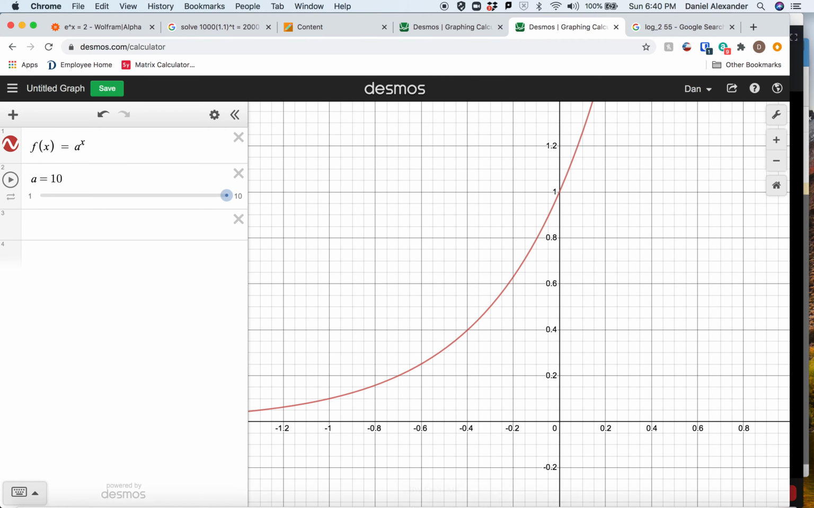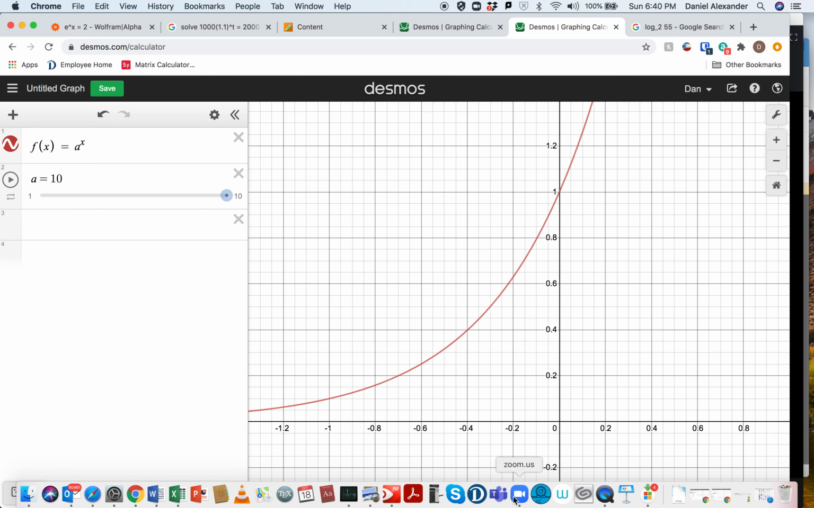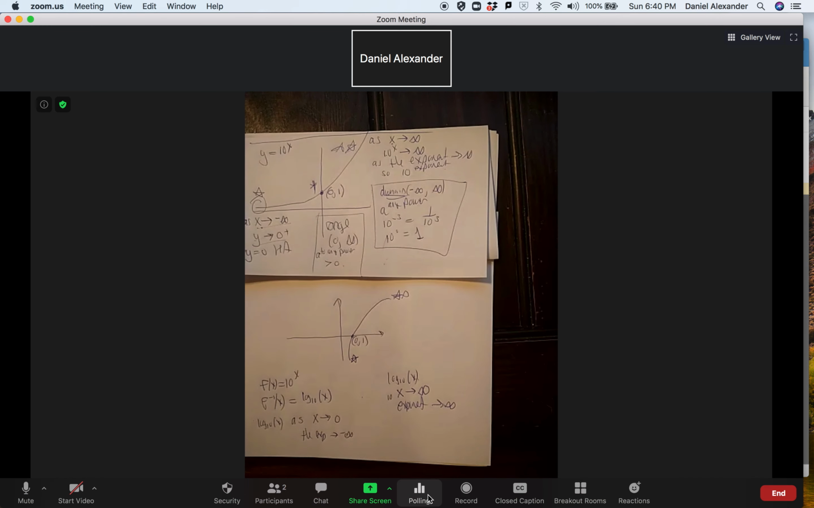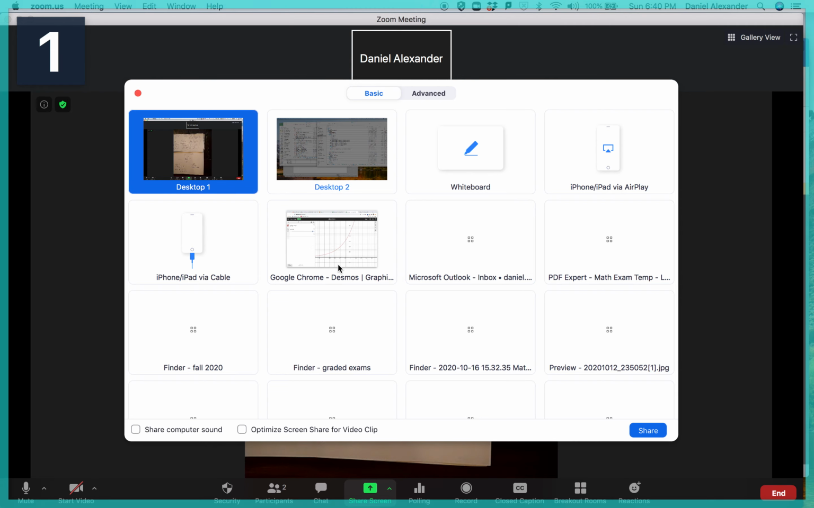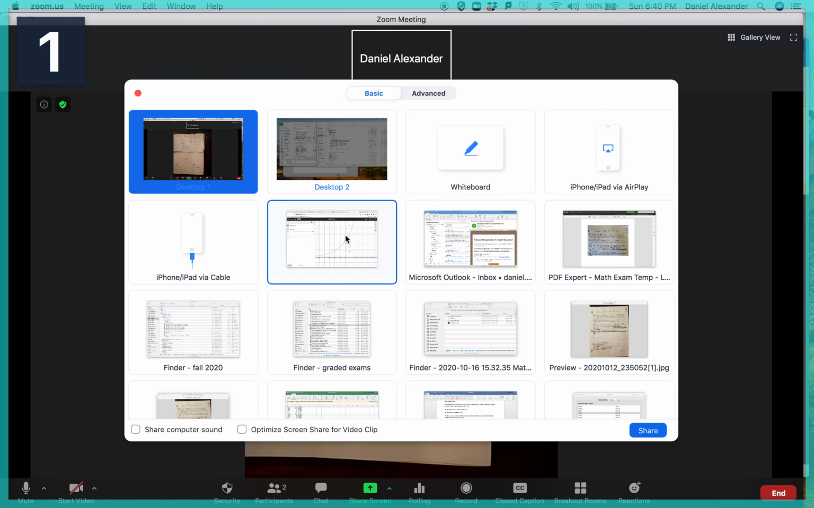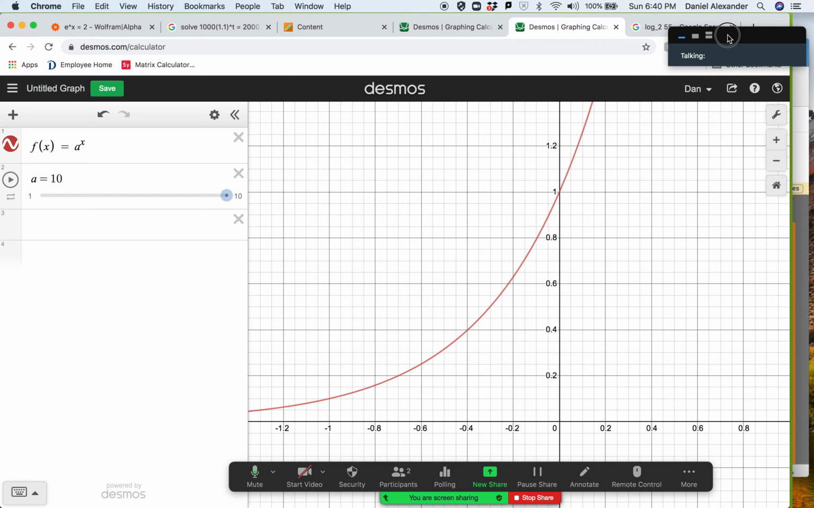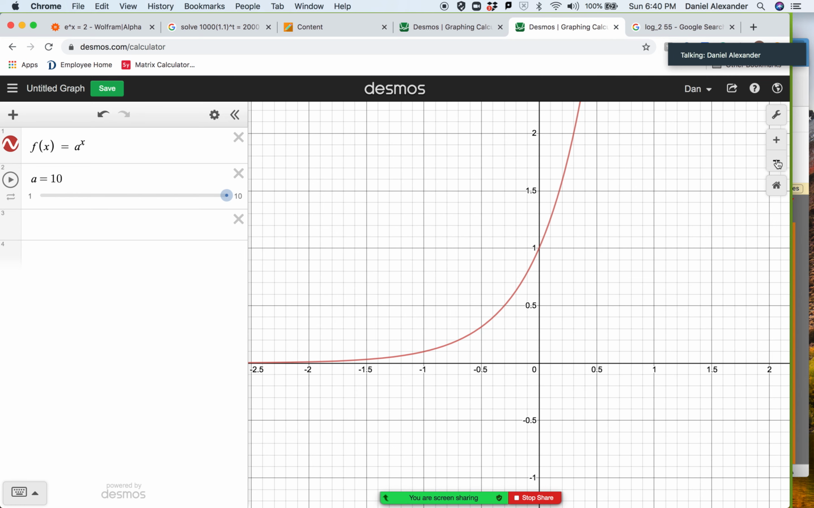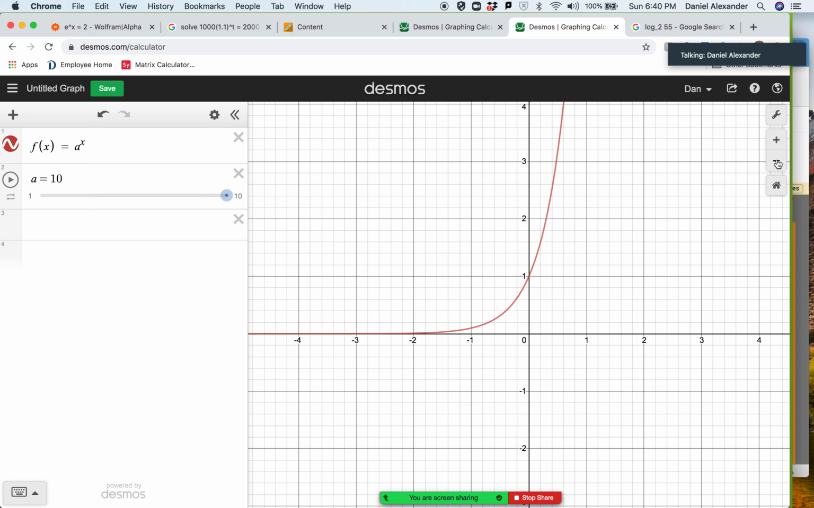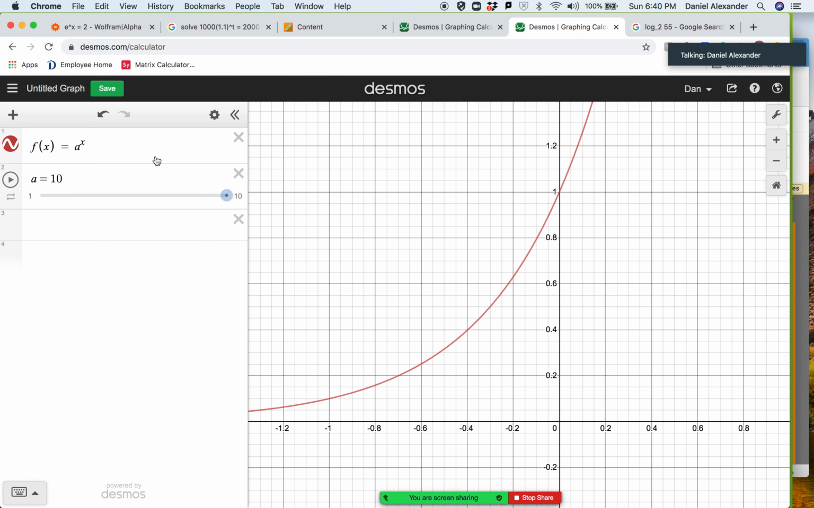Okay, now I'm going to share. So here we have the graph. I'll zoom out a little bit and then I'll zoom in. That's the graph of 10 to the x. I have it on a slider, so if I wanted to see the graph of 2 to the x, I could just slide that down.